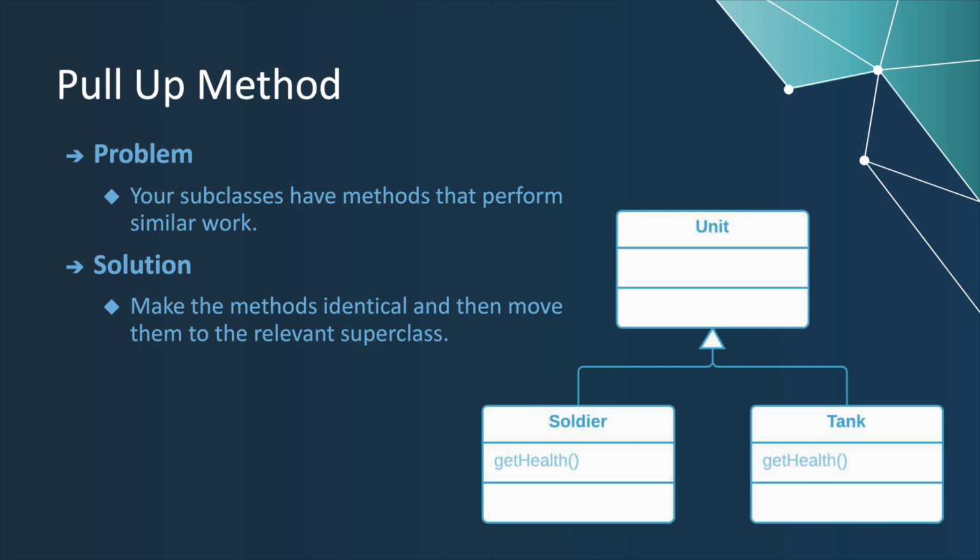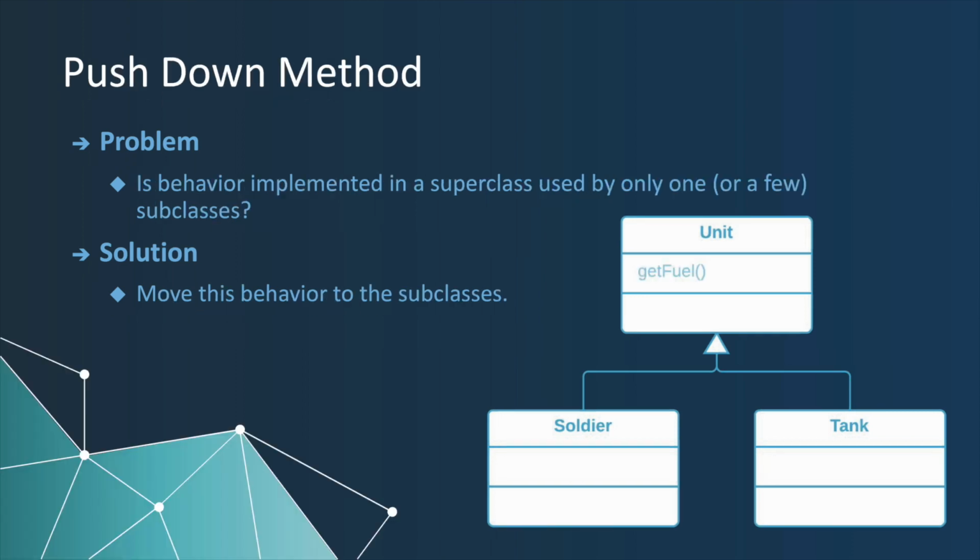This is the problem, and you might want to pull it up to the unit, which is the parent class of those subclasses. The same goes with the push-down method, which is the opposite of the pull-up method. You have a get fuel method in your parent class, but the soldier is not using that. Just the tank is using it. So you don't want that in the parent class. Push it down to the subclass which actually uses it. So these two are opposites, and we implement both techniques in order to refactor our code.